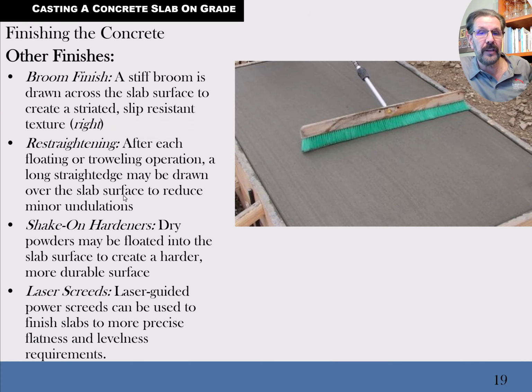Okay, let's move along here. Other finishes: I mentioned the broom finish, and on an outdoor slab, a broom finish is the preferred way. Sometimes there's some re-straightening with a straight edge drawn over the slab to reduce minor undulations. I mentioned the shake-on hardeners. Dry powders can be floated into the slab to create a harder, more durable surface. That's important because the more you float it, the weaker you're making it. So by adding the hardener, you're helping to combat that, to get a harder surface.